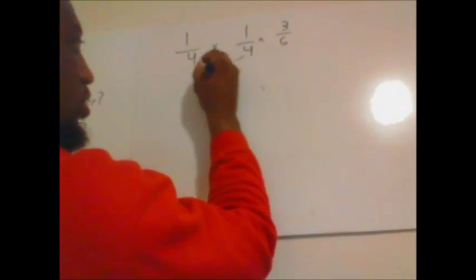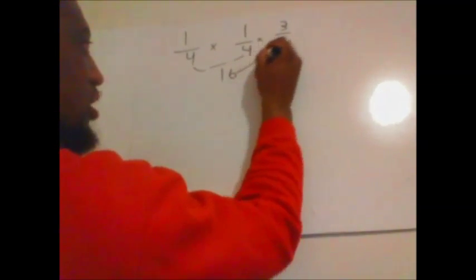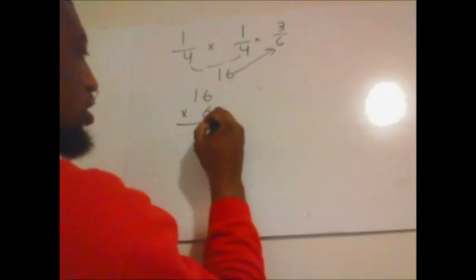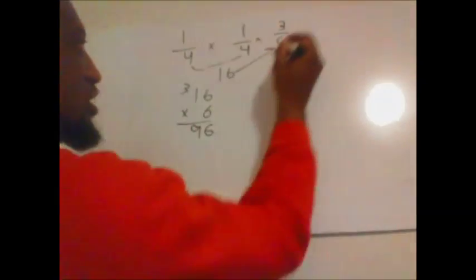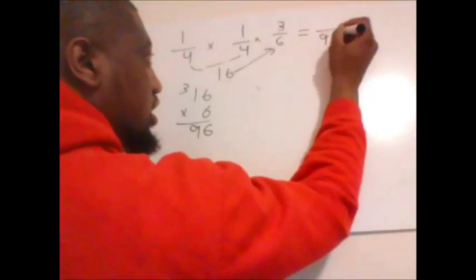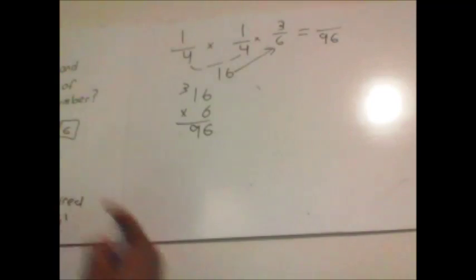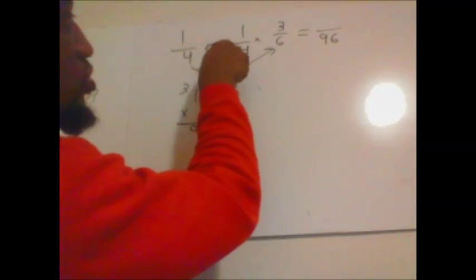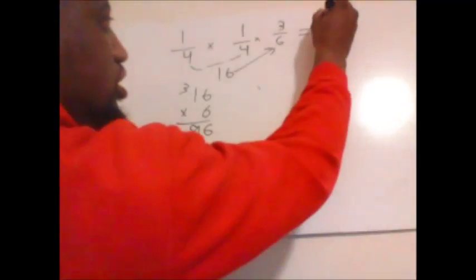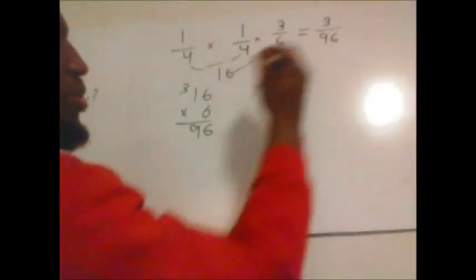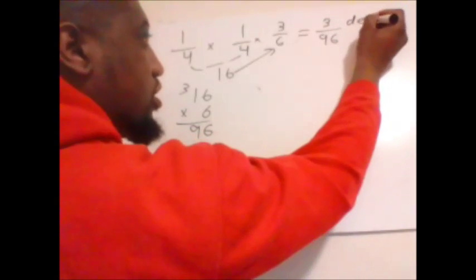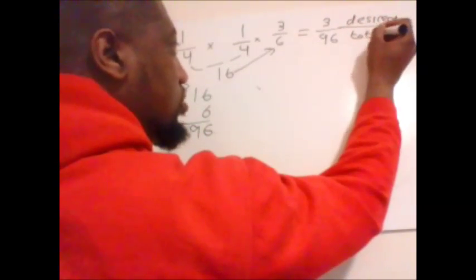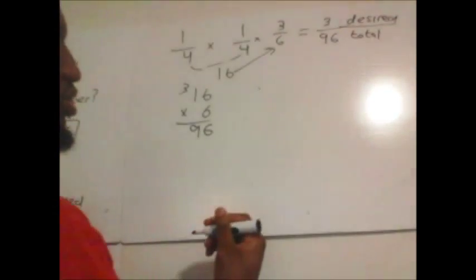4 times 4, 16. Now I must do 16 times 6, 96. So 96 is there. And now I do the top, or the numerators. 1 times 1 is 1. 1 times 3 is 3. So my probability is 3 desired and 96 total. But that can be reduced.